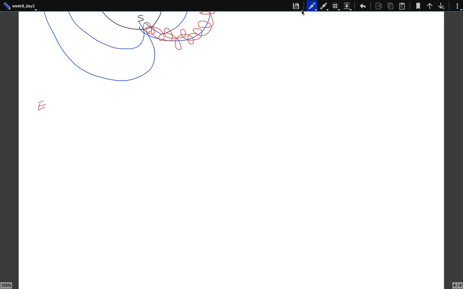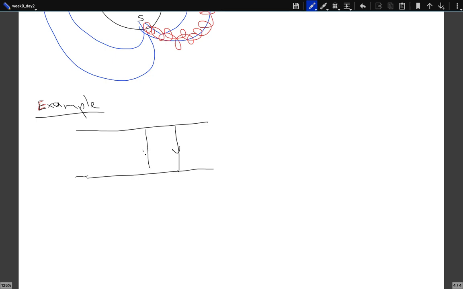Let's do another example. Now this time let's imagine we have parallel plates and we put some charge on our plates. We apply a potential difference and we create a uniform electric field inside.